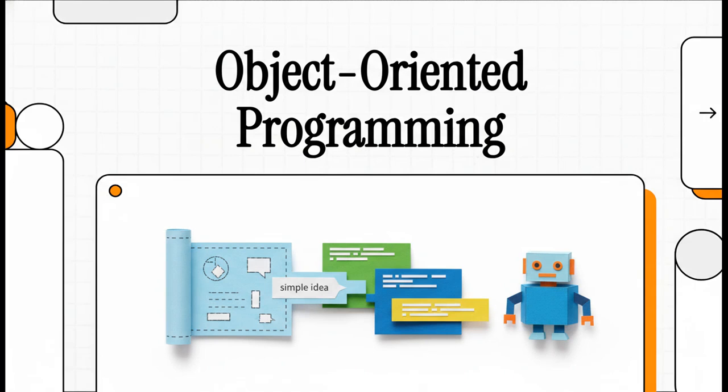All right, let's jump right in. Today we're going to demystify a concept that's fundamental to pretty much all modern software: object-oriented programming, or OOP for short. We're going to break down exactly how coders take a simple idea, a blueprint, and turn it into a real, working piece of software.